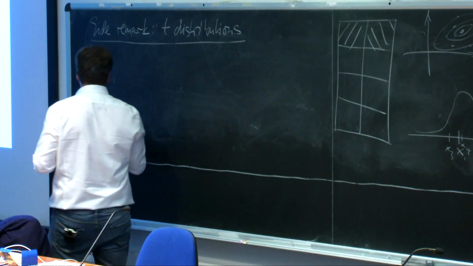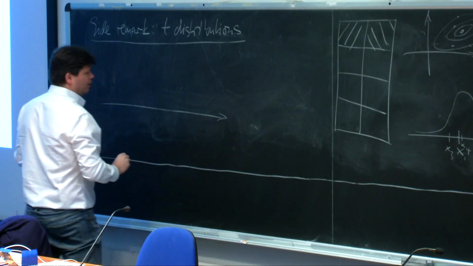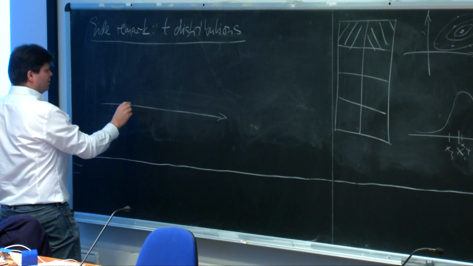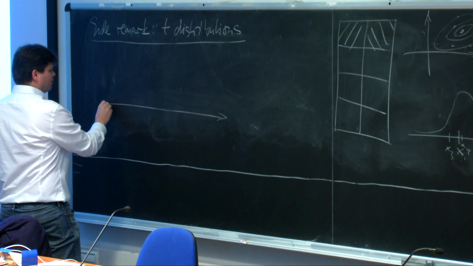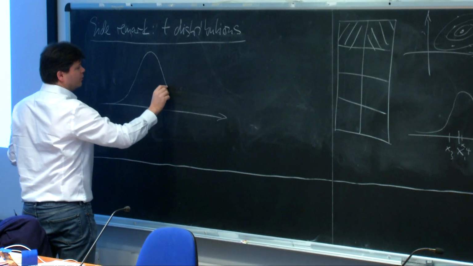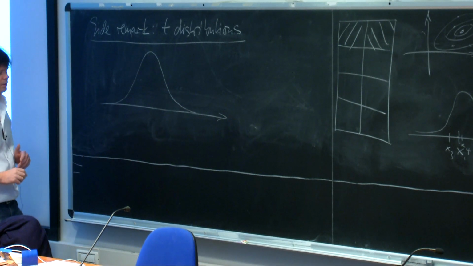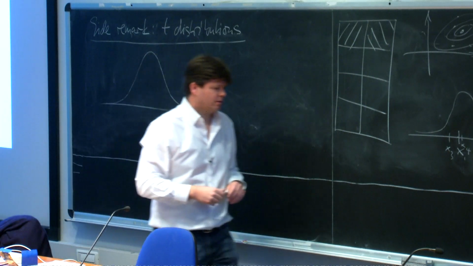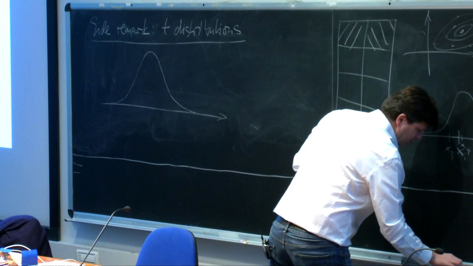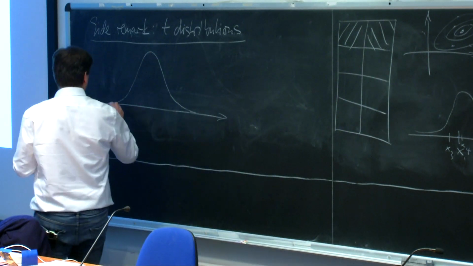And what you get is a distribution that I'm going to first draw something that I think might look a bit like a Gaussian. This here, we're going to call this a Gaussian.